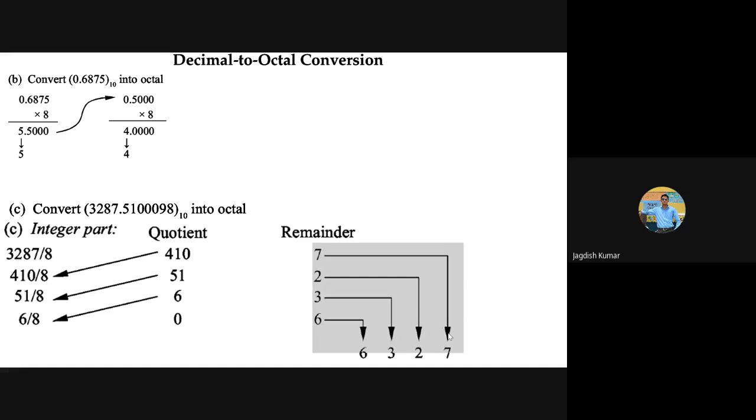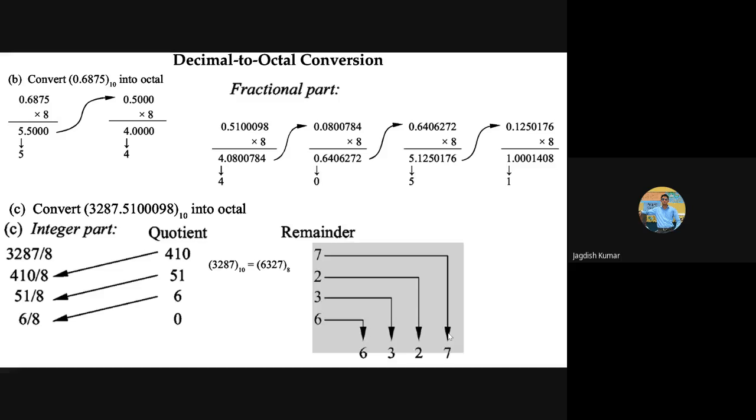So we need to first get integer part. The conversion is straightforward. This should be 6327, as most of you got it correct. So integer part, that is 3287 to the base 10, is nothing but 6327 to the base 8. Similarly, we need to proceed for fractional part. So fractional part can be done in the same way. Keep on multiplying with 8. So first is 4 coming here, then 0, then 5, then 1.